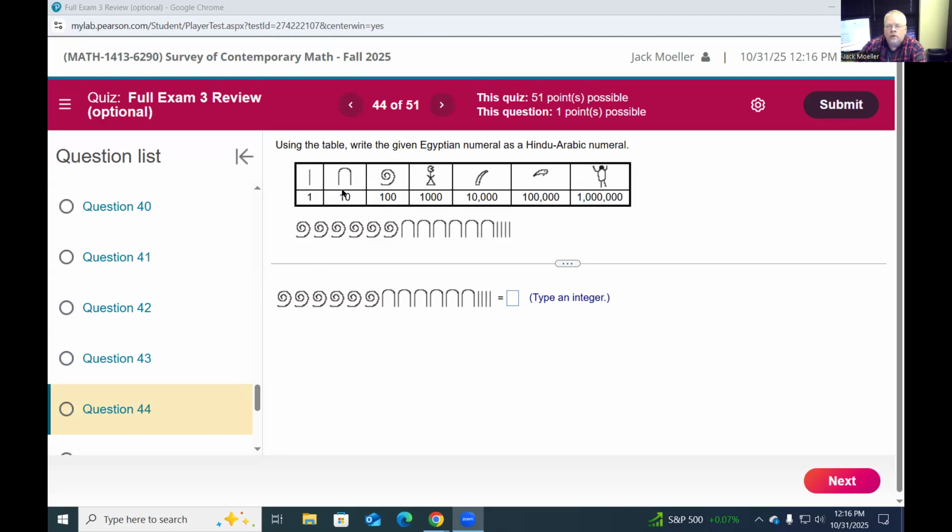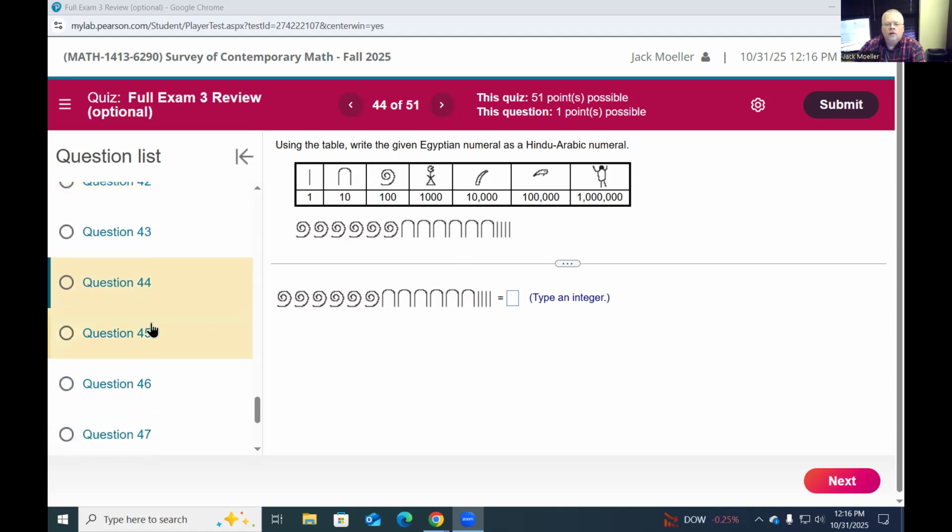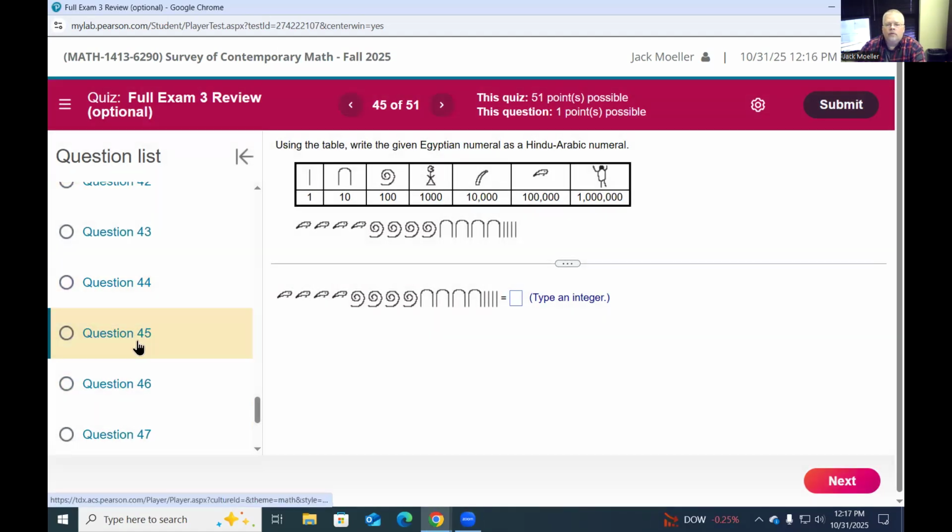Those, they call those the heel. So those are 1, 2, 3, 4, 5, 6 of those. So 6 tens, so that would be 60. And then 1, 2, 3, 4. So that would be 664. Egyptian, I think, is pretty straightforward.